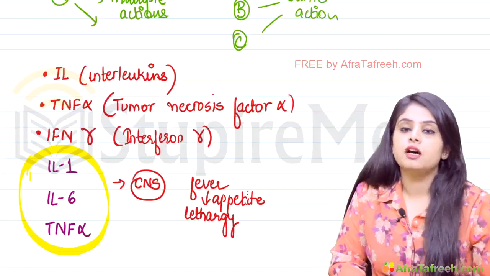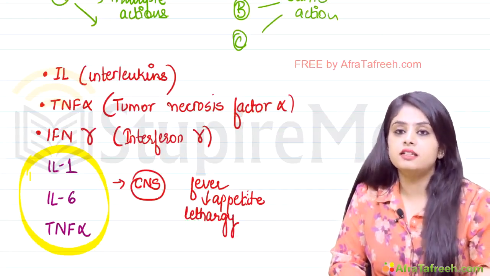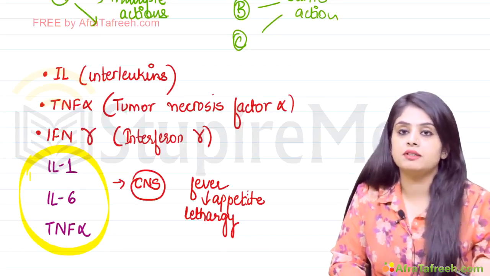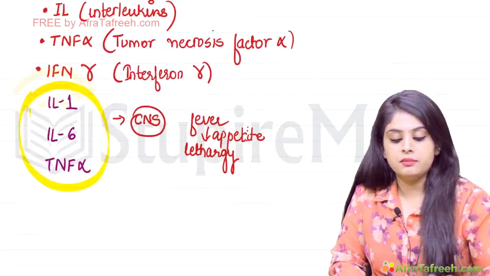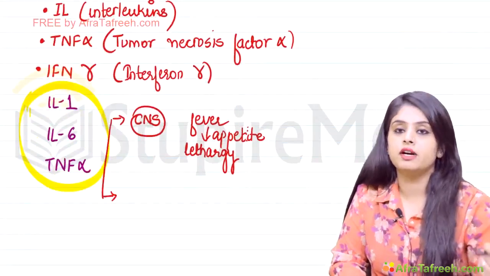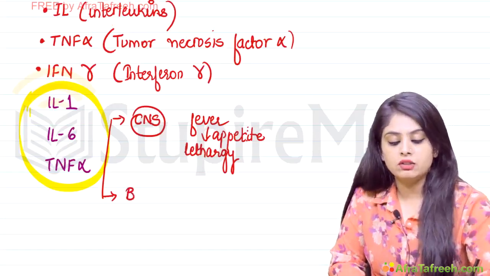So all of these are because these interleukins are acting at the neurological level, at the CNS level, causing fever, lethargy and decrease in appetite. Other than this, remember, the same set of mediators, that is interleukin 1, 6 and TNF alpha, can also act on the bone marrow.